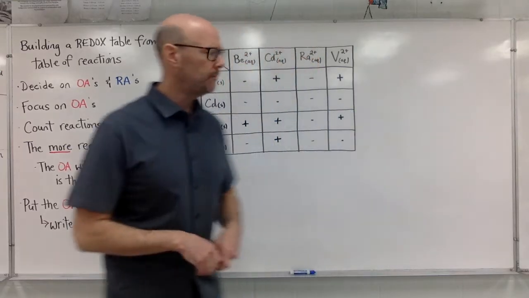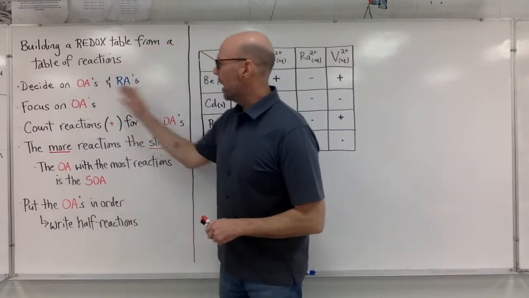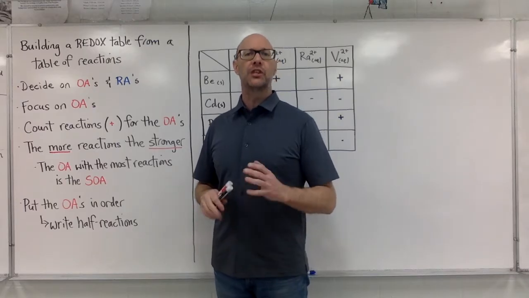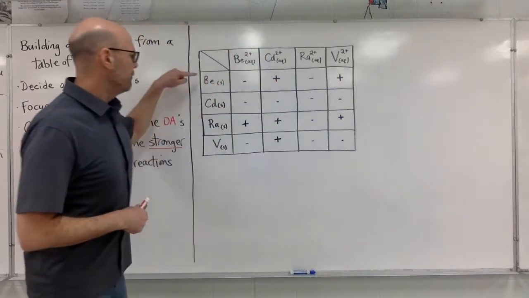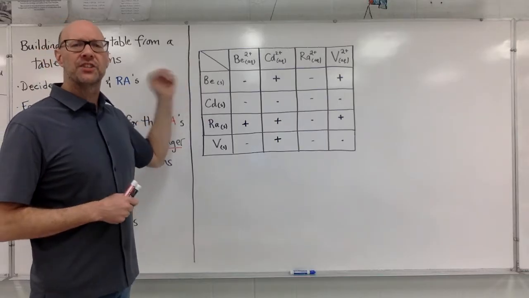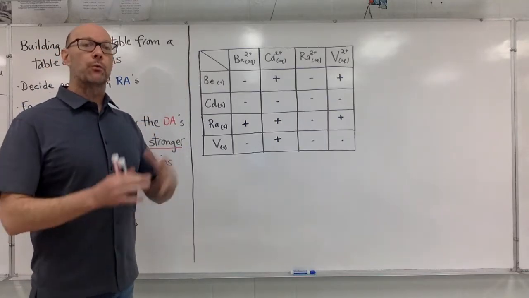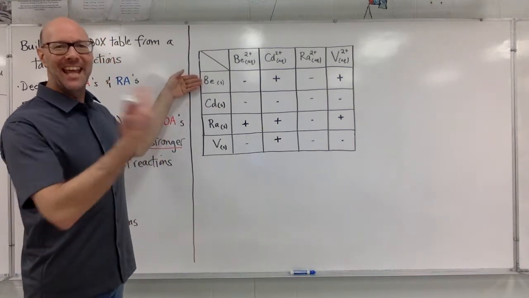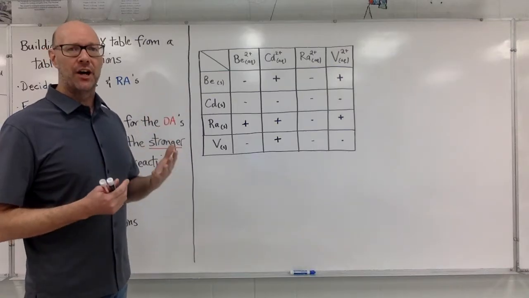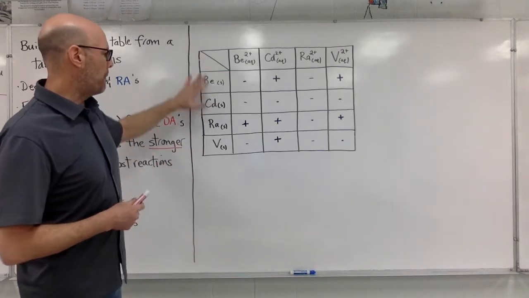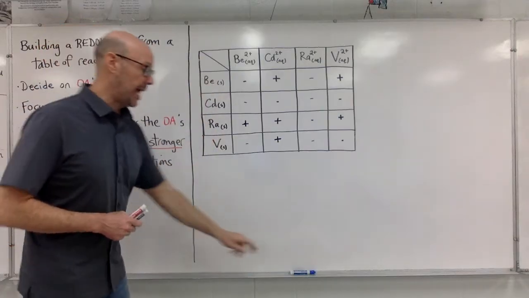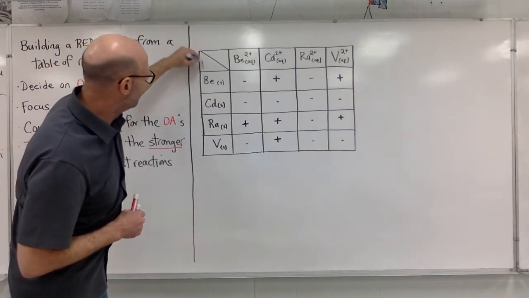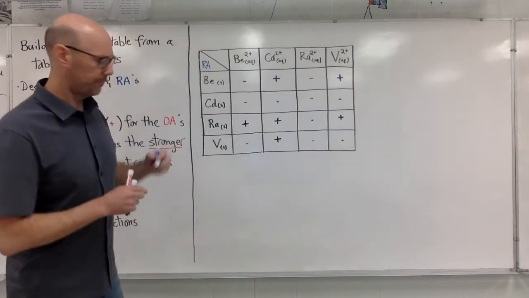Let's go. Our first step is to decide which side of the table has the oxidizing agents, which side of the table are reducing agents. If we look at beryllium, is it an oxidizing agent? Oxidizing agents get reduced. That's a gain of electrons. If beryllium solid gained electrons, it would become a negative ion. And that's not happening. So by thinking about that, I'm able to tell that the chemicals here on the vertical column are the reducing agents.